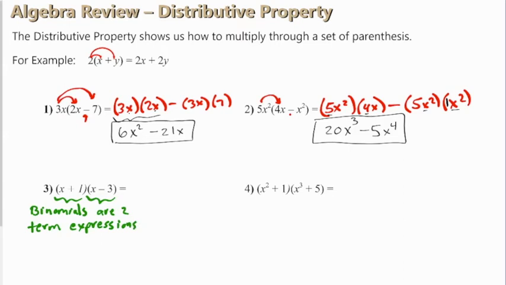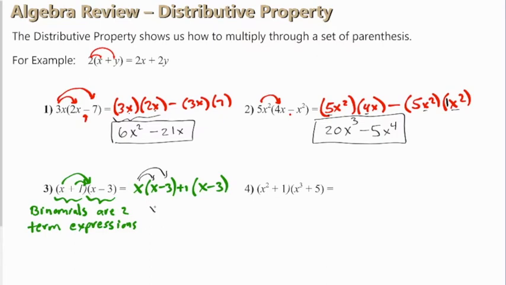So with the two binomials, we're going to take this first x and multiply it by the parenthesis. So that gives us x times x minus 3. And then we take this plus 1 and multiply it by the parenthesis. So plus 1 times x minus 3. And now we can distribute this x through just like we did in problems 1 and 2.